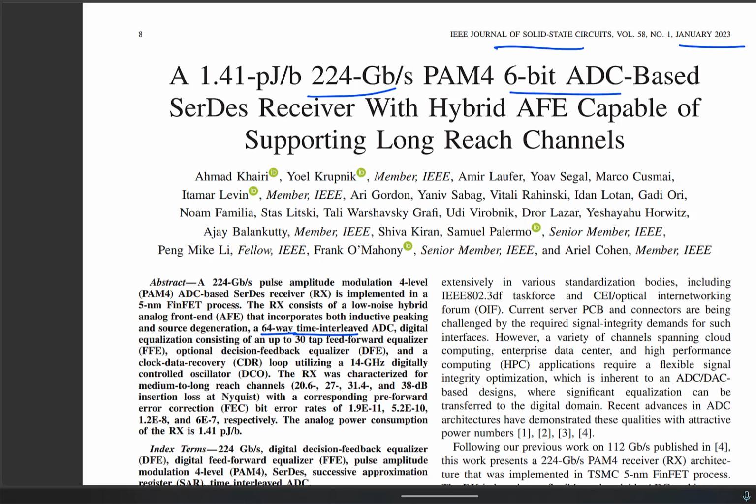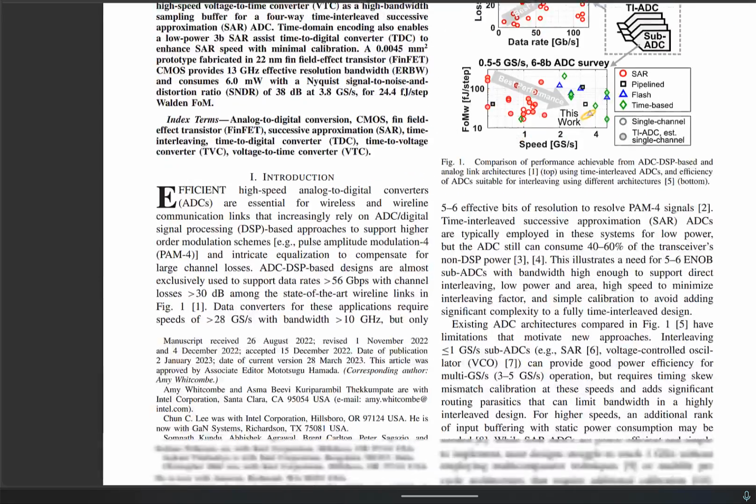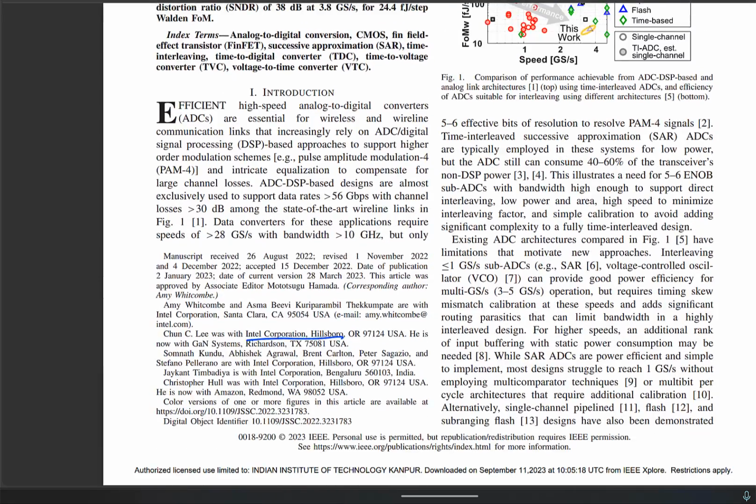So I'll also show this one. This is another paper again from Intel. Again, this is also from last year. This is also from Intel, I think. Yeah, Intel Hillsboro and Santa Clara, and even people from Intel India.